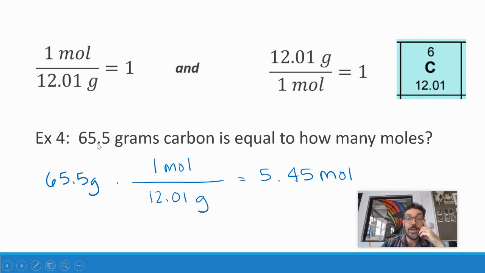I took 65.5 grams. This is my conversion factor because we want to get rid of grams and convert to moles. Therefore, we want grams at the beginning here and then grams in the denominator here. So the grams will cancel out. And 1 mole of carbon is equal to 12.01 grams of carbon. And we got that from the periodic table. We do our little division, and that tells us that 65.5 grams of carbon is equal to 5.45 moles of carbon. And then we could take that number and we could use Avogadro's number to talk about how many atoms of carbon that might be if we wanted to do that.